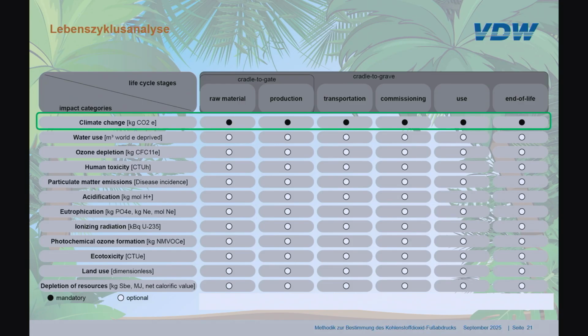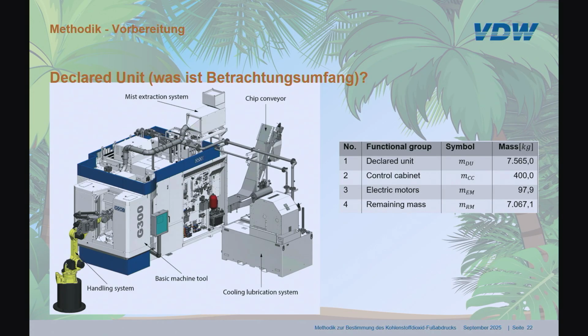For an entire life cycle analysis, you'd have to look at 13 different impact categories, and we focused on the first one, the greenhouse gases, because that's the most important one for us, and that's the one that's being asked about. And that is expressed in CO2 equivalents. So what's the first thing you do? You first of all define what you're considering. What machine am I looking at? That's the first step. That's the declared unit. You've got to define that.